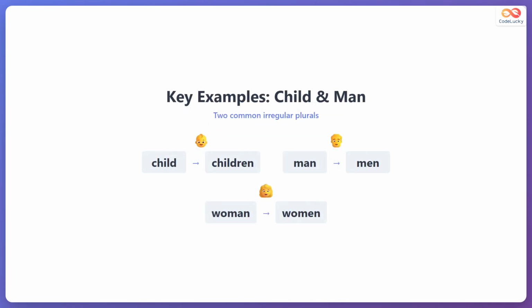Let's look at 3 important irregular plurals. First, child becomes children. Second, man becomes men. Third, woman becomes women. These are very common words you will use frequently in English, so it's important to learn them well.